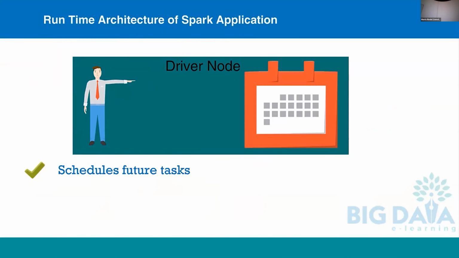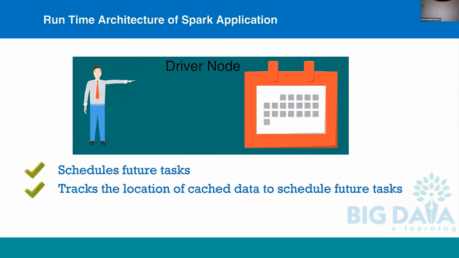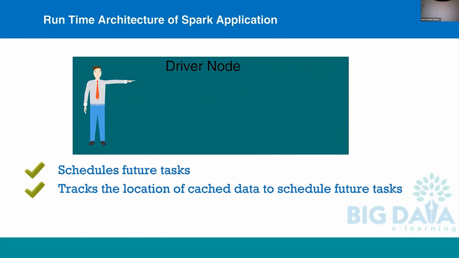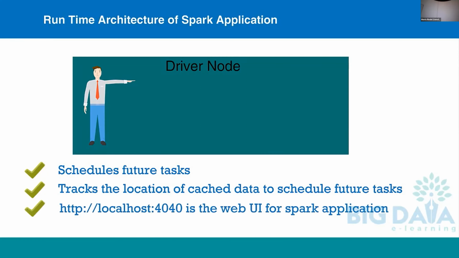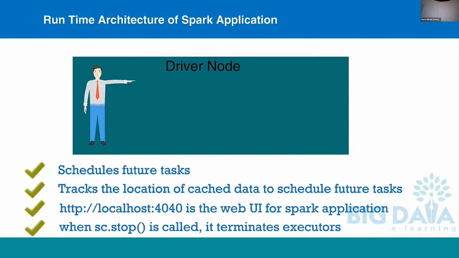The user program may cache data in certain locations using the cache method or persist method. The driver tracks the location of cached data and uses it to schedule future tasks that access that data. The driver exposes information about the running Spark application through a web UI at port 4040. So, if you are running the application on localhost, the web UI link will be http://localhost:4040. When the driver's main method exits or when it calls the SparkContext stop method, it will terminate the executors and release resources from the Cluster Manager.